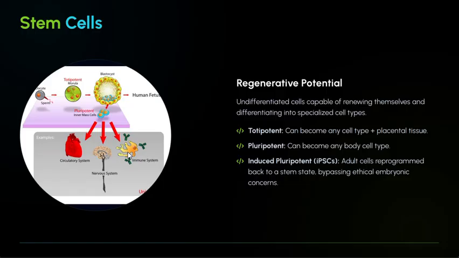We also have stem cells. So they have a regenerative potential, which means undifferentiated cells are capable of renewing themselves after differentiation into specialized cell types. We have totipotent, which can become any cell type plus extra-embryonic tissue. We also have pluripotent, which can become any body cell type. And finally, we have induced pluripotent stem cells, iPSCs, which are adult cells reprogrammed back to a stem state, bypassing ethical embryonic concerns. There's another graph right here representing what I just said. Make sure to pause to look at it.